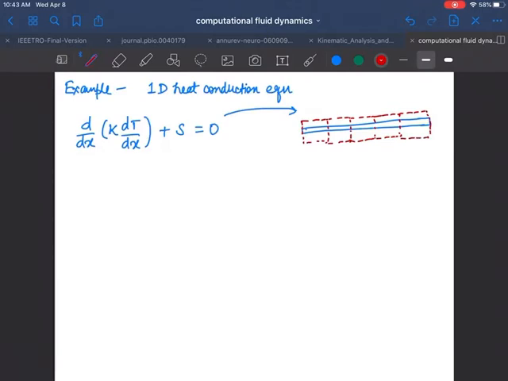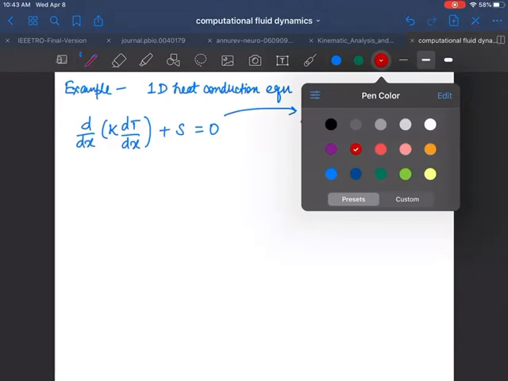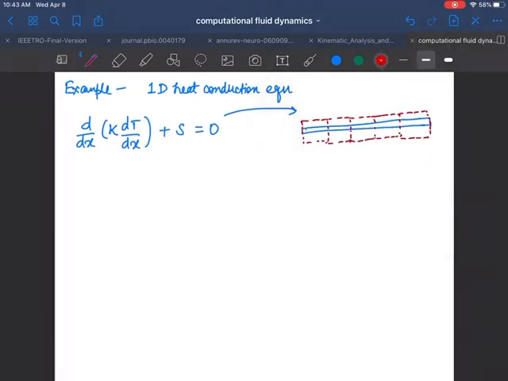So each control volume will be incorporating a grid point at its center. Okay, so how many grid points? 1 2 3 4 5, but we will also include the boundary grid points as well for the boundary conditions. So we'll have 1 2 3 4 5 6 7 grid points.